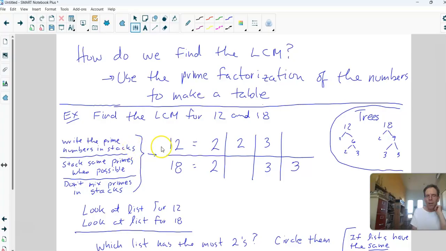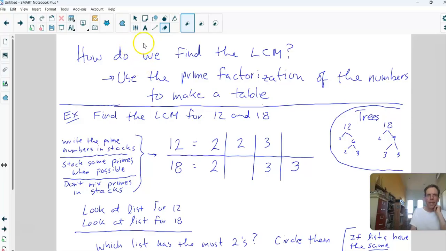And the way I arrange the table is kind of special. We write the prime numbers in stacks, and we stack the same primes when we can. So like the 2's here and the 3's here, the same primes. And we don't mix the primes in the stacks. So we won't see a 3 in the same stack that you see a 2. I keep them separate.